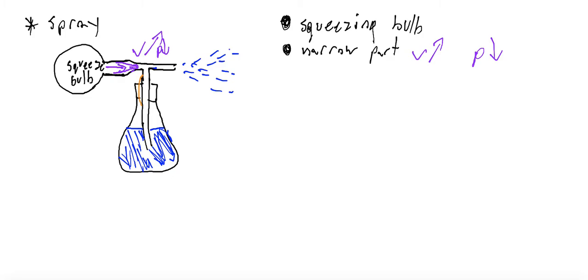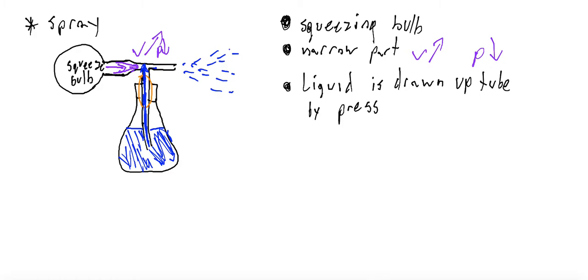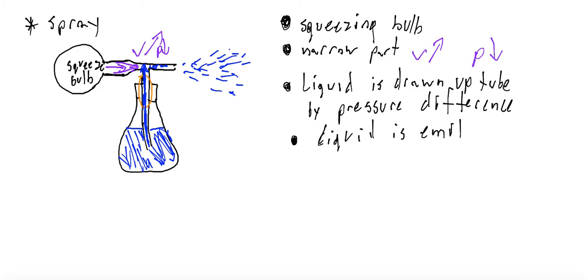This low pressure region makes the liquid flow up from the flask directly into this stream of air. So as the next point we can write that liquid is drawn up the tube, because of the pressure difference. And finally, what happens? This liquid enters the stream of air and in the form of small droplets escapes the flask. So here droplets of liquid are emitted from the nozzle.